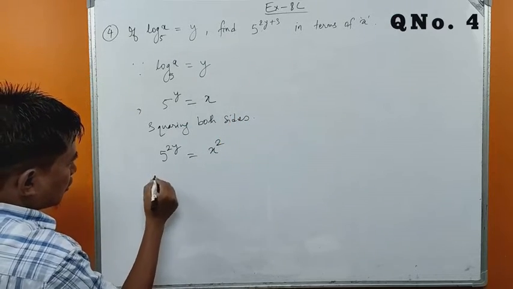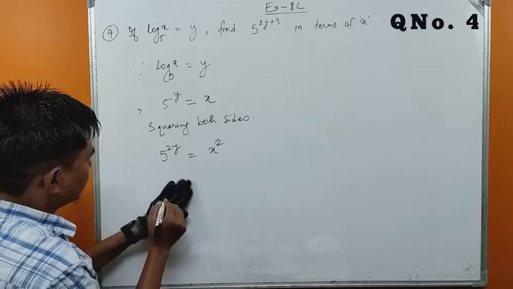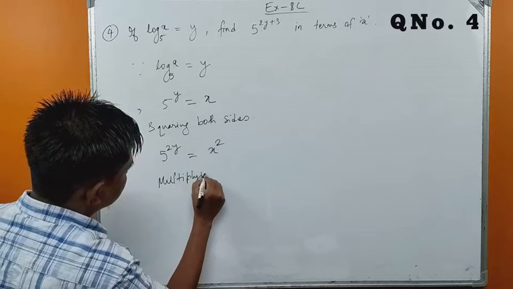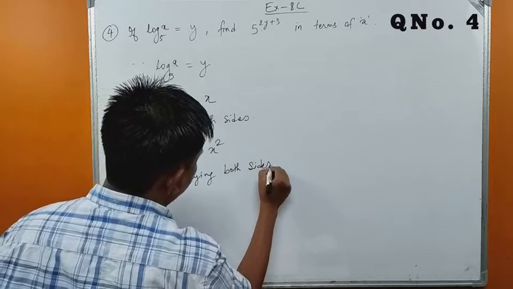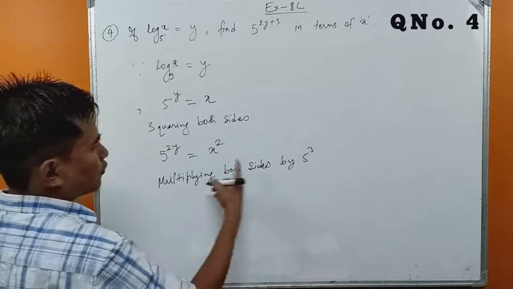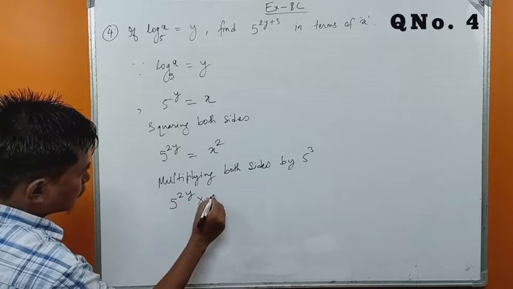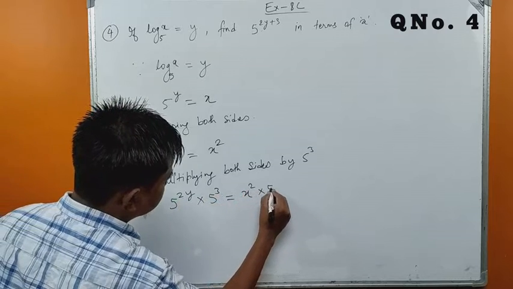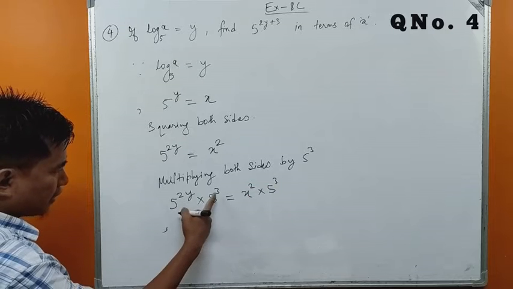So multiplying both sides by 5 cube. Okay, multiplying both sides by 5 cube. So 5 to the power 2y into 5 cube equals x square into 5 cube. Since the bases are equal, you can add the power.